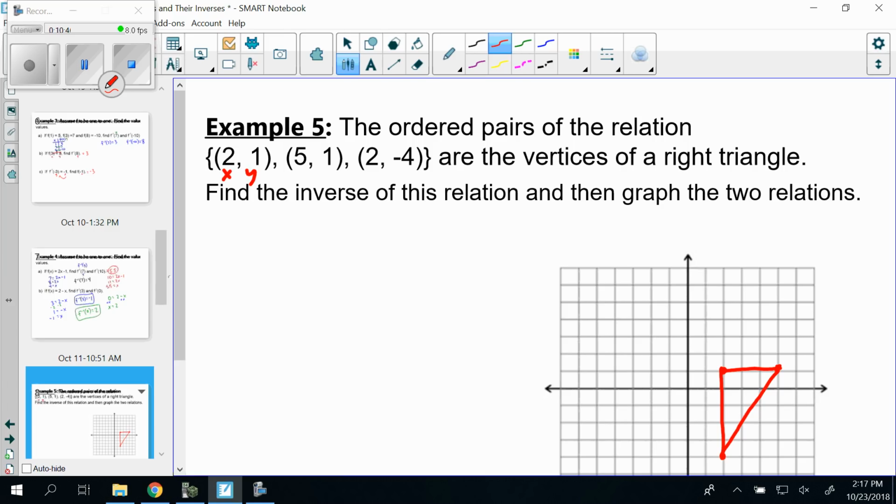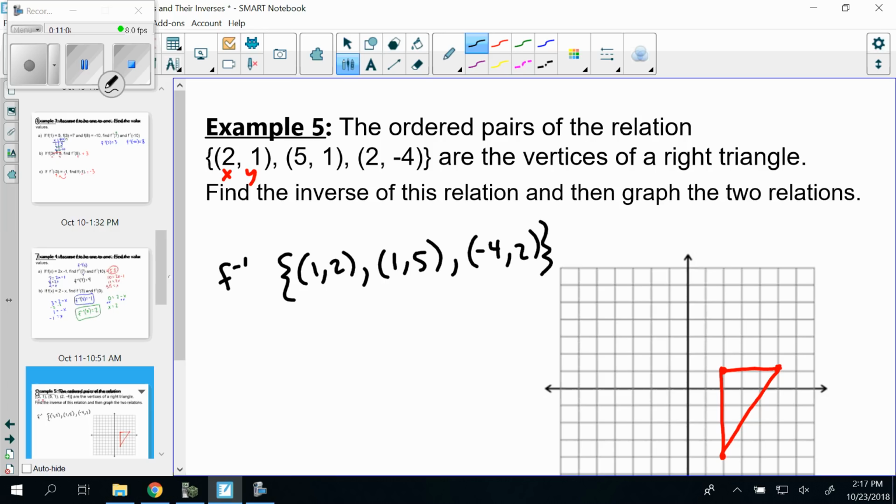Okay, we want to find the inverse. Now remember, inverse kind of switches around the x and y values. So the inverse values to this would be (1, 2), (1, 5), so just switching all these ordered pairs around, and (-4, 2). So now let's graph those inverse values here.